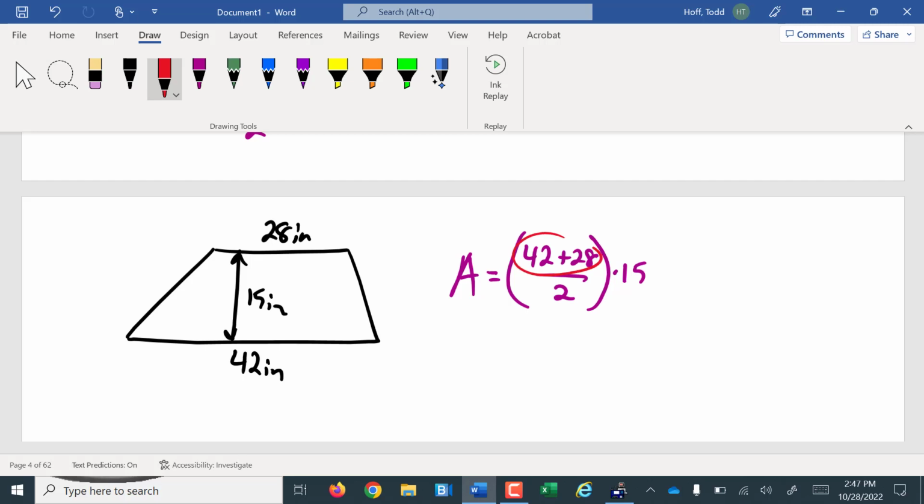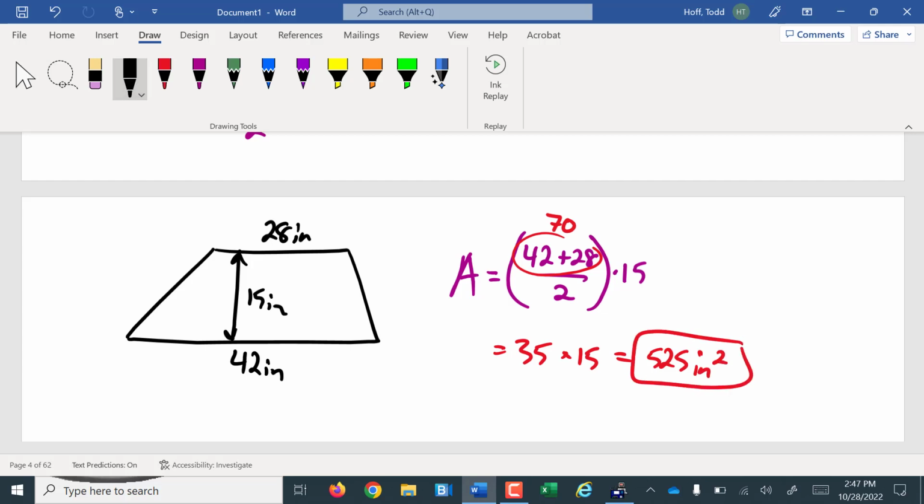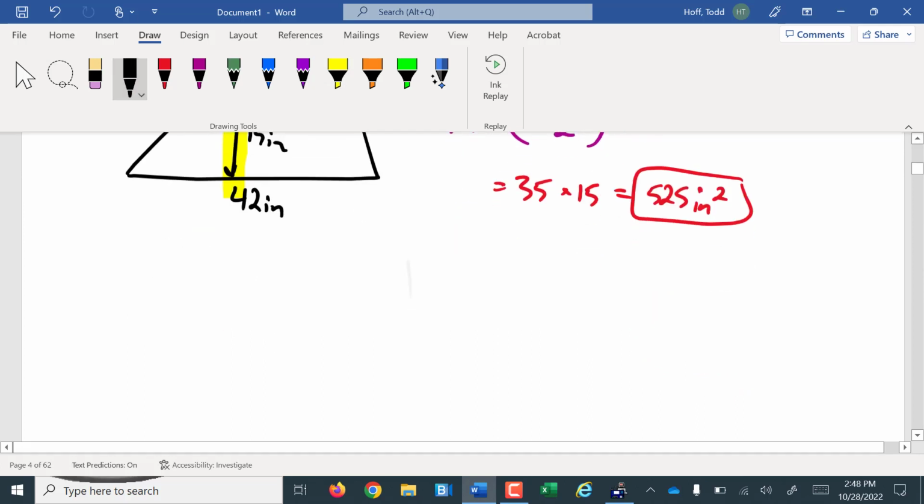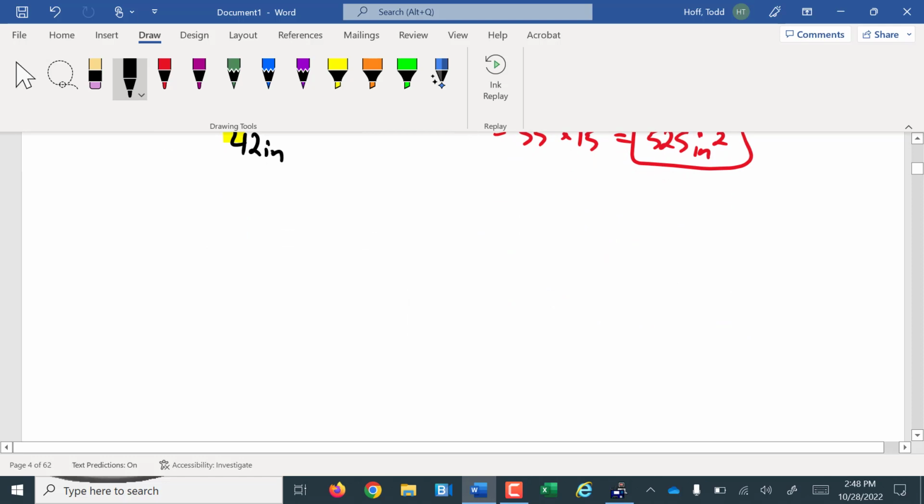So what is 42 plus 28? 70. 70 divided by 2? 35. And 35 times 15? 525. Those units are in inches, so it is square inches. So here again, this time the height was still vertical, but it doesn't have to be. Remember, the bases are the two sides that are parallel.